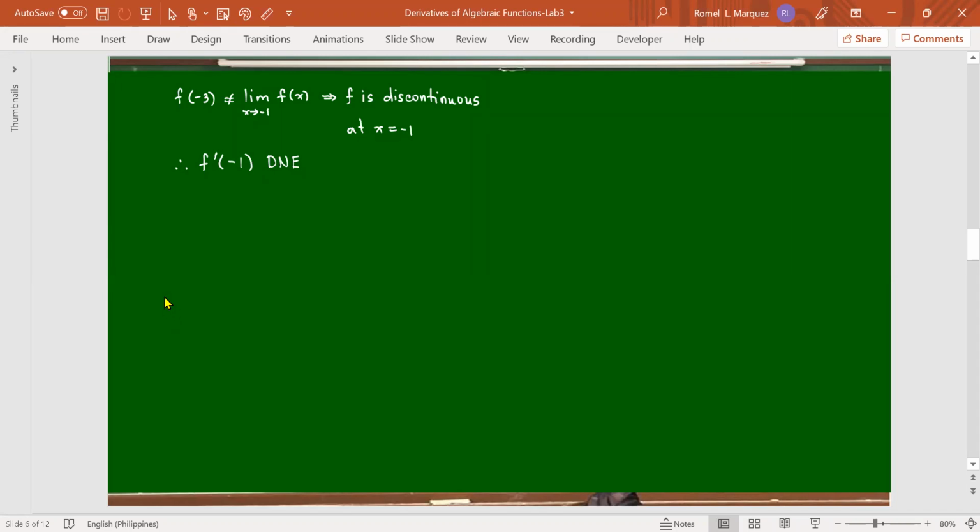What if a function is continuous at a number? Is it a guarantee that it will be differentiable at that number?